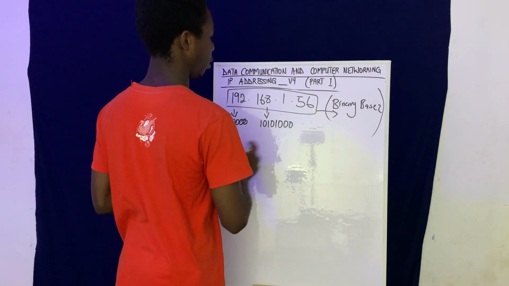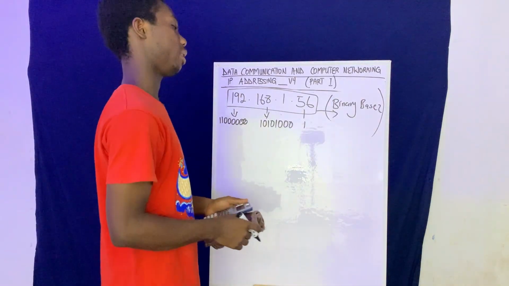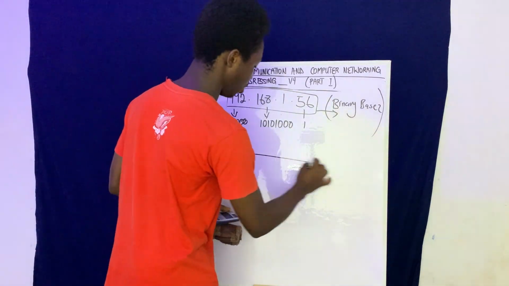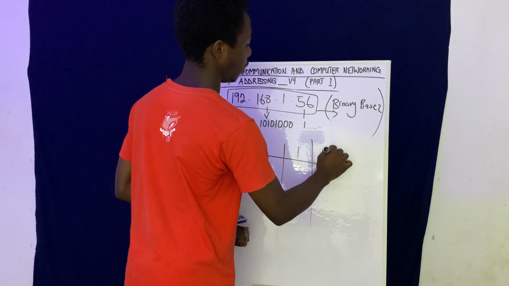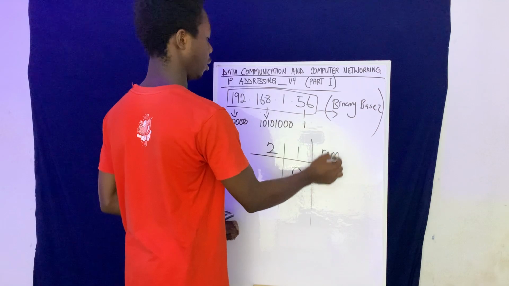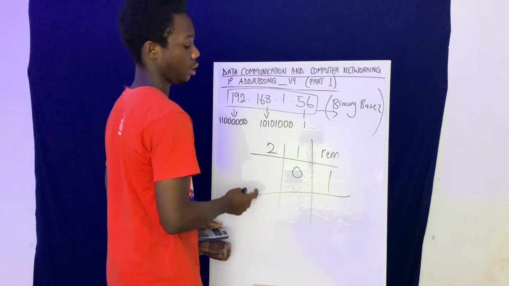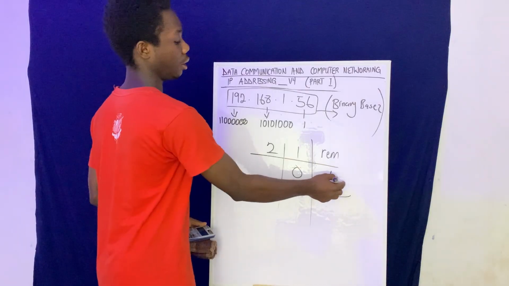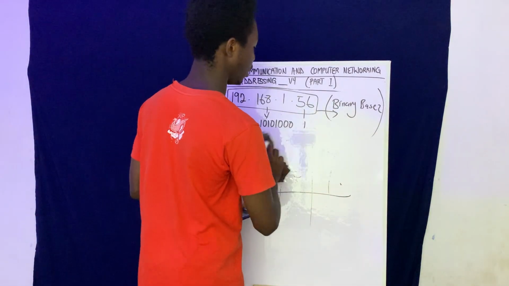Now for the 1, it's still 1. So let's convert the 1 also. Let's see how it works. So we have 1, we have the remainder. So 2 will go into 1, 0, remainder 1. So it's still 1. Now let's move to 56.